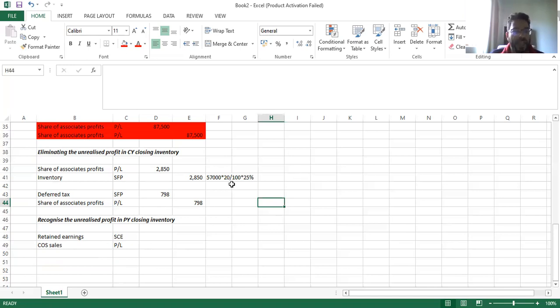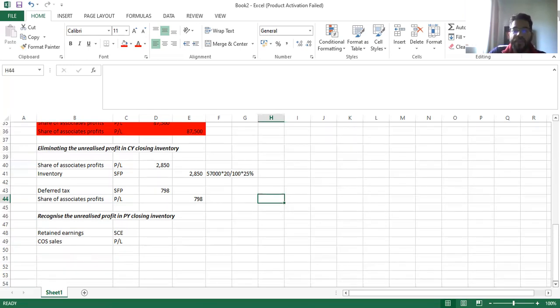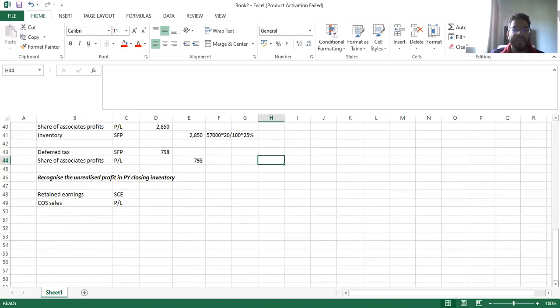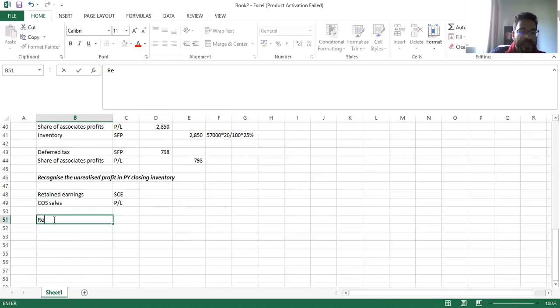So here we have retained earnings. This is the parent subsidiary relationship. Now remember, from an associate, the income statement relates to the associate. So we're still going to call it retained earnings. That won't change, but we can't call it cost of sales. Why? The income statement is from the associate's point of view. So when the income statement relates to the associate's point of view, we call it share of associates' profits.